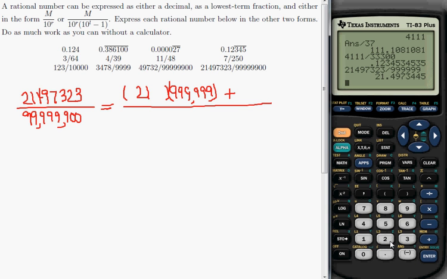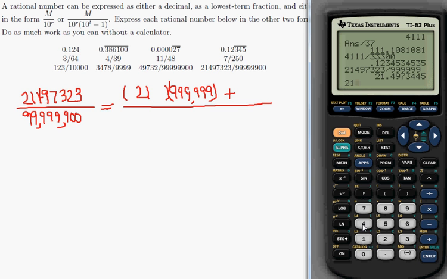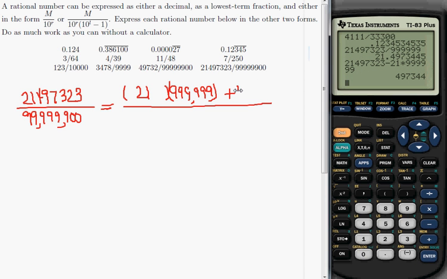And then to get the remainder, 21,497,323 minus 21 times 999,999 gives me a large remainder, but it's less than 999,999, over 99,999,900. Whoops.